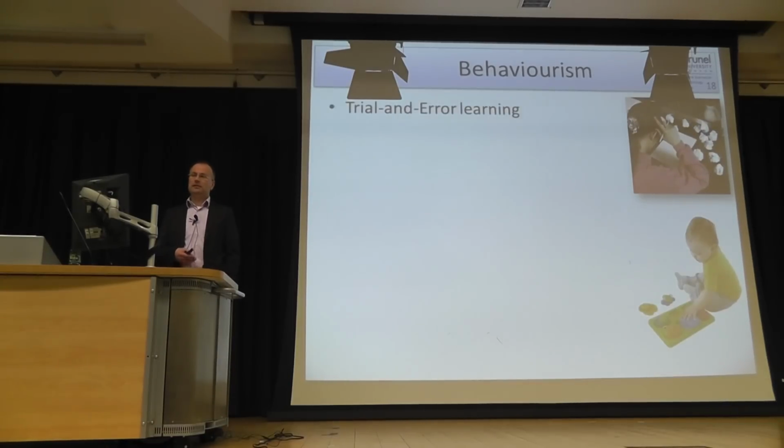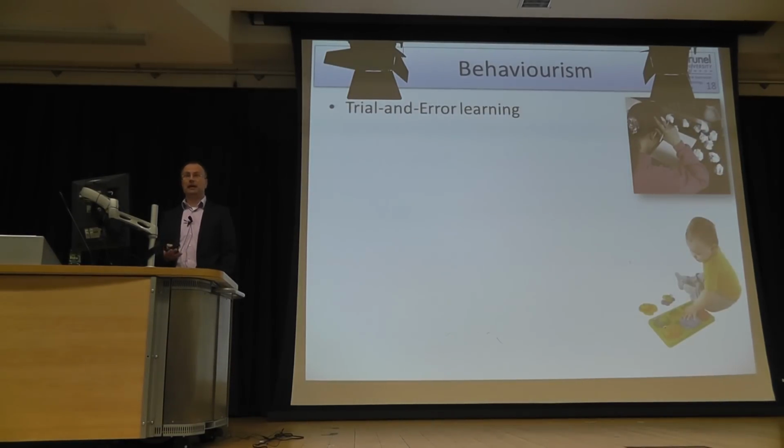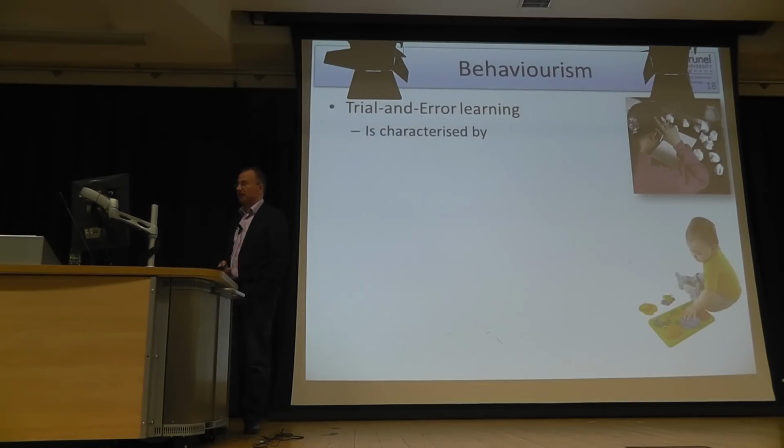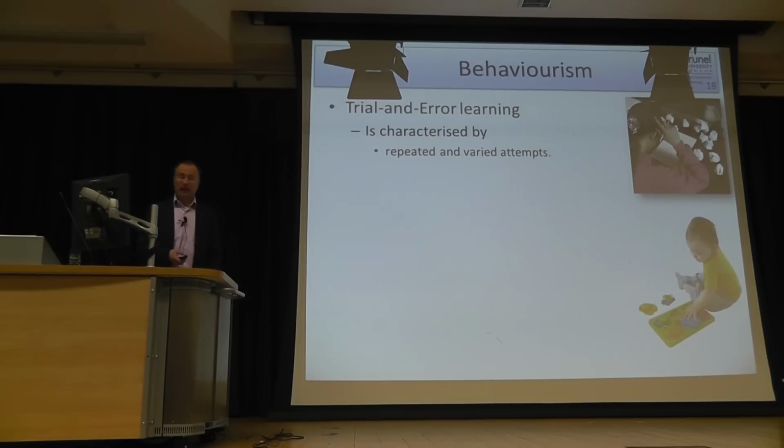This type of learning is basically trial and error learning, and that's the behaviorist approach. Trial and error learning, as in the example of the cat, is characterized by a few features. You have repeated and varied attempts, and this transfers also to human trial and error learning. You try it again and again and again, and you always try to change your approach slightly. It's an unsystematic method.